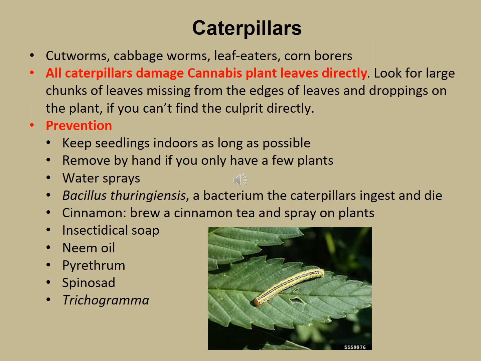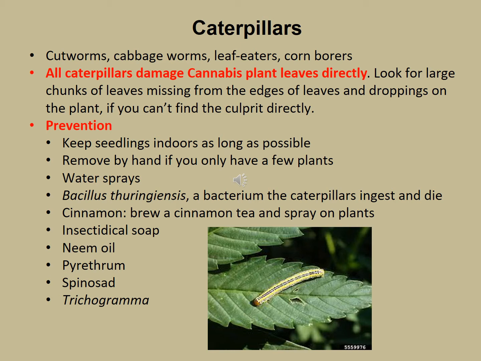In general, all caterpillars can damage most plants, including cannabis plants. If you look for large chunks of leaves missing from the edges of plants or droppings, usually green droppings, those are from caterpillars. Even if you don't see the caterpillars themselves, look for the signs of their damage and you'll know the problem. A few things to prevent caterpillar damage on your cannabis. Keep the seedlings indoors as long as possible. If they are plants you're going to put outside, keep them inside so the butterflies can't lay their eggs on them and develop the caterpillars on your plants.